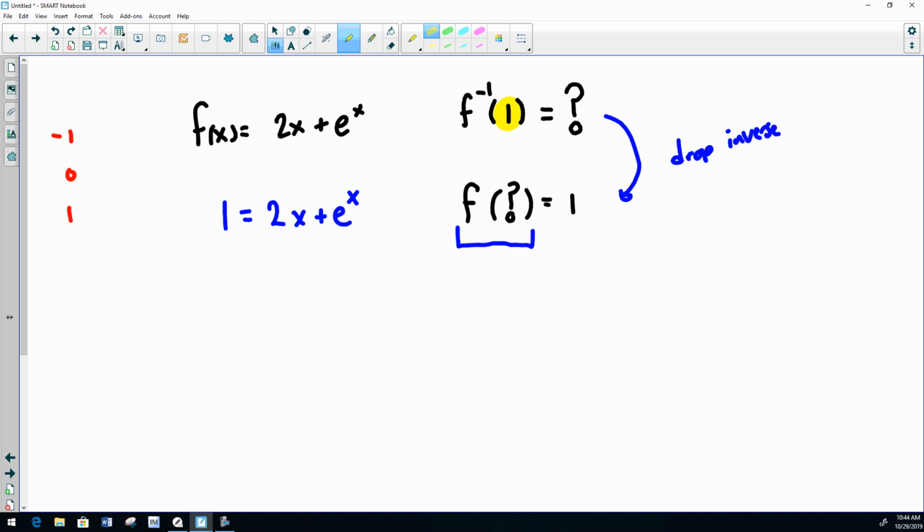Two times 0 drops off. e to the 0 is 1. 1 equals 1. It's true. So if I go back to my main setup here, this unknown was 0, which means this unknown was 0. And now we have the answer.